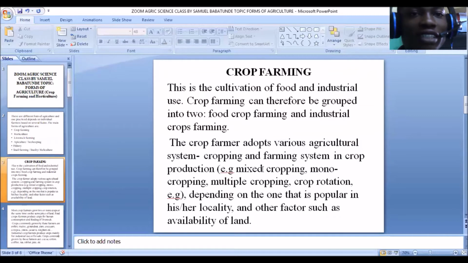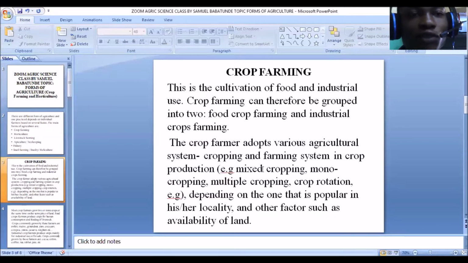So a crop farmer can decide to engage in mixed cropping. Some can decide to engage in monocropping, which means planting one particular crop. For instance, planting only maize on your farmland, we call that monocropping. Some might decide they want to practice multiple cropping.